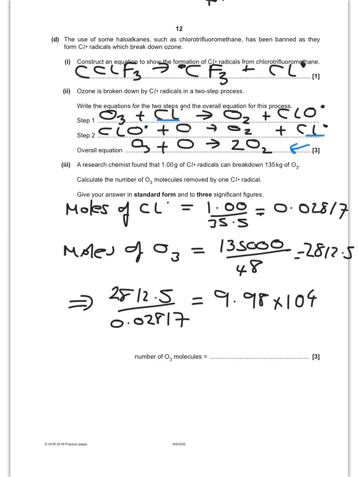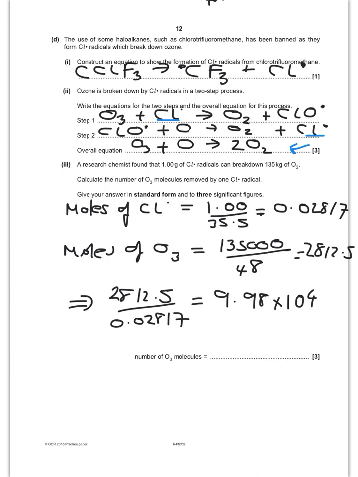A research chemist found that 1 gram of chlorine radicals can break down 135 kilograms of ozone. Calculate the number of ozone molecules removed by 1 chlorine radical. First of all, you calculate your moles of chlorine. You then calculate your moles of ozone which has been broken down. Don't forget to convert your kilograms to grams.